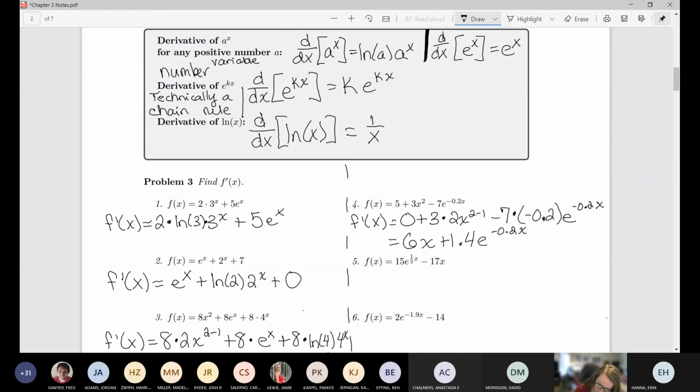So next one. 15 comes along for the ride. Derivative of e to the 1/3 x. We're in the same e to the kx case, so that 1/3 gets written out front, but then the e to the 1/3 x completely gets rewritten. Subtract off the derivative of 17x. The derivative of 17x is just 17. So we can reduce this. 15 divided by 3 is 5. e to the 1/3 x minus 17.